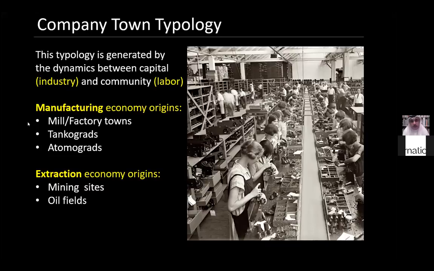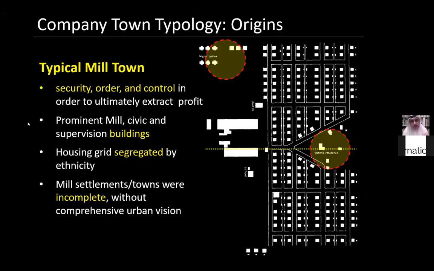centers, wherever they were. In North America, especially towards the second half of the 19th century and the early 20th century, the company town typology flourished and started from the typical mill towns of North America. A mill town is a very small community, really. You cannot really call it a city, because it's just a residential camp. It doesn't have any other civic amenities as big as a city.